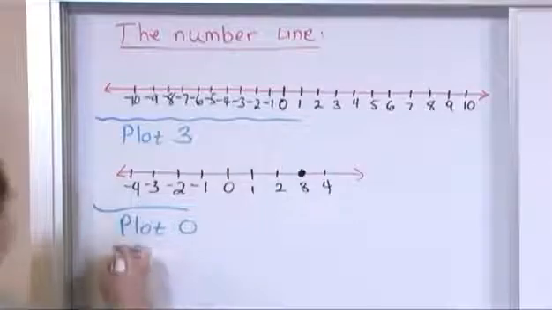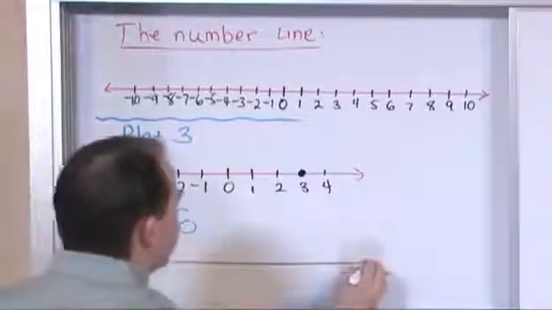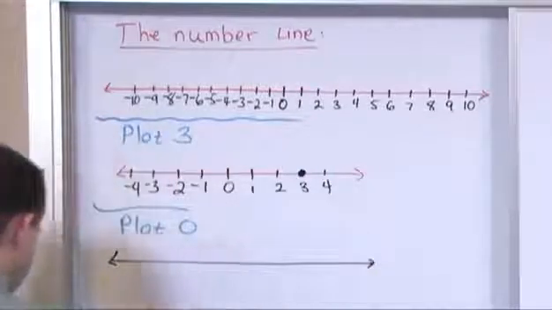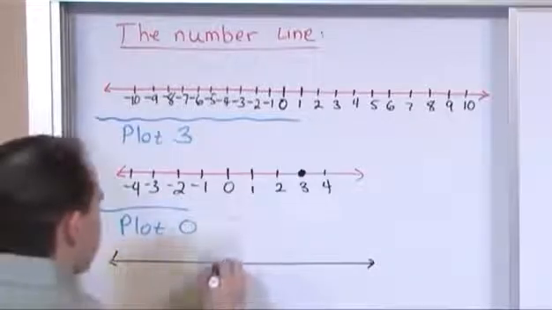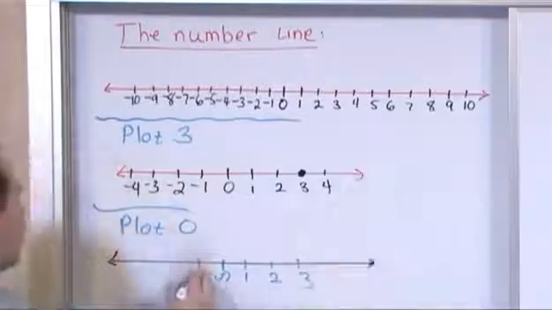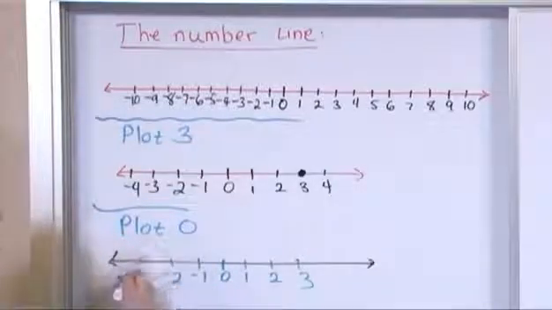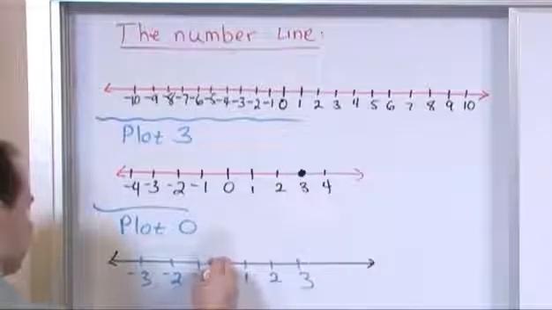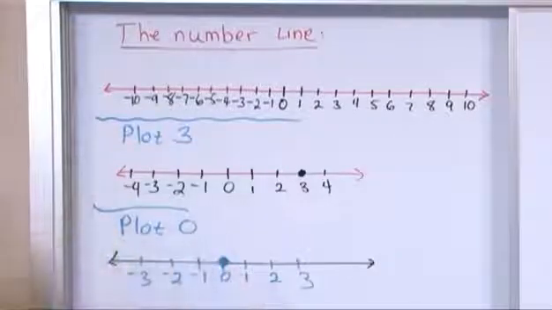So it's the same kind of deal. Draw a number line. 0, 1, 2, 3, and on and on and on. -1, -2, -3, on and on. And 0 is right there in the middle.